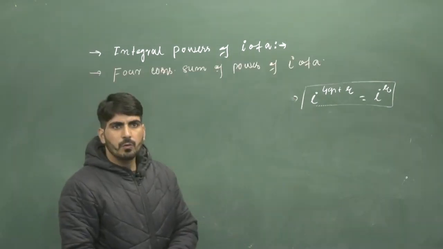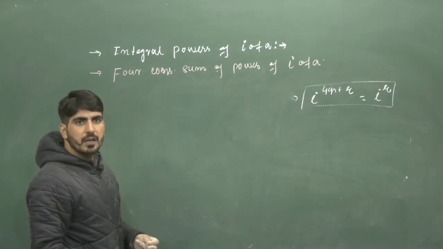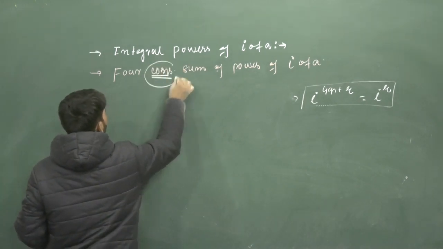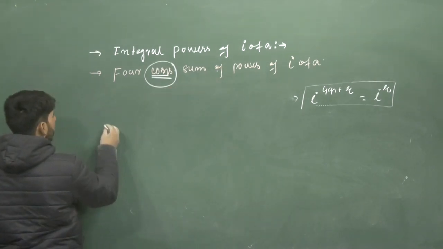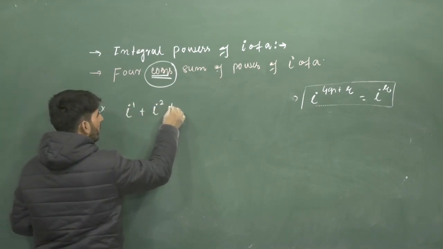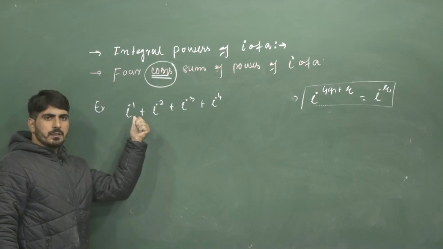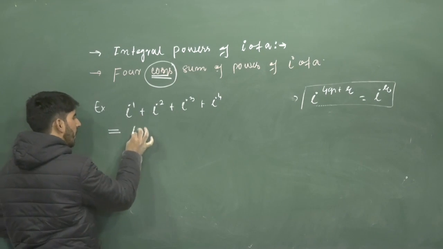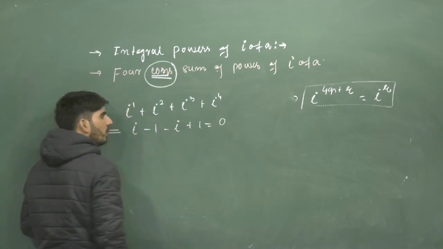Now let's learn another concept related to iota, that is the sum of 4 consecutive powers of iota. Let's take the example iota power 1 plus iota power 2 plus iota power 3 plus iota power 4. These are consecutive powers of iota. As we know, iota power 1 is iota, this is minus 1, this is minus iota, and this is 1. So the result is 0.